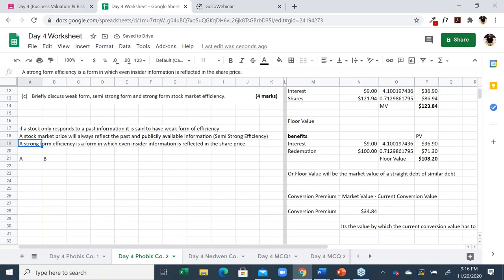A strong form market will be such that investors in that market at large will even come to know about a merger decision, even if the companies involved have not made this information publicly available. It has just been decided between a few directors and they haven't made it available publicly. But still the whole market will know this information and the stock market will respond to this. That's not possible. That's called insider dealing, which is illegal.